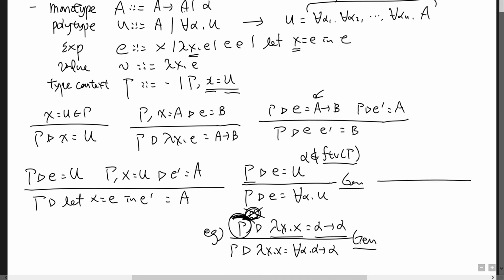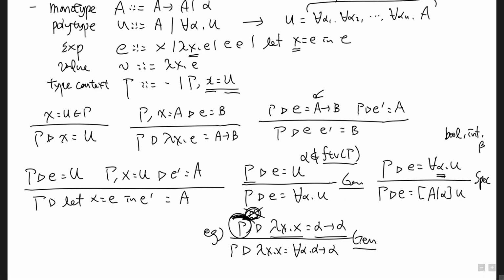And the last typing rule is the specialization rule. What it says is, suppose that expression E has type for all alpha U, then we'd like to specialize the type variable alpha to a concrete type, such as bool or int, or another type variable beta, and so on. So you are permitted to specialize it to any type A for alpha in type U. So here's an example.